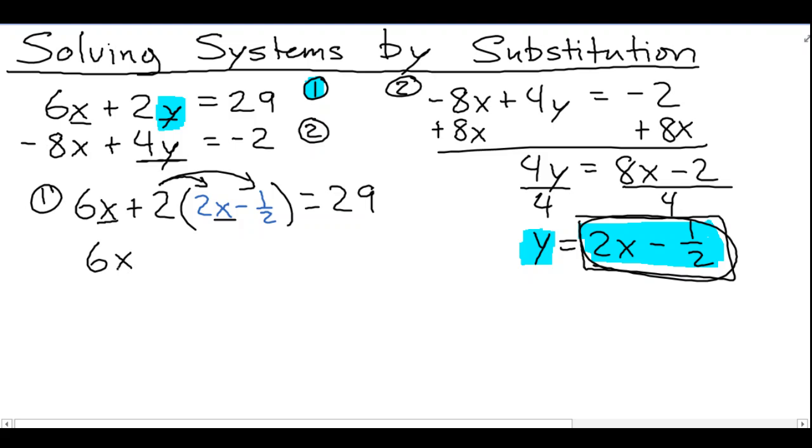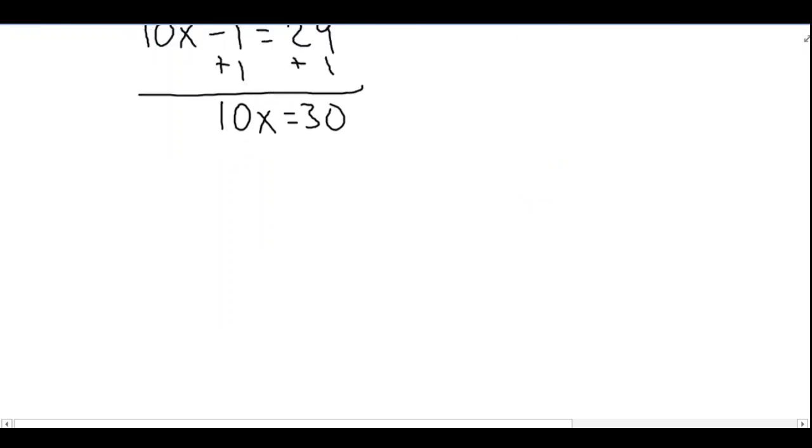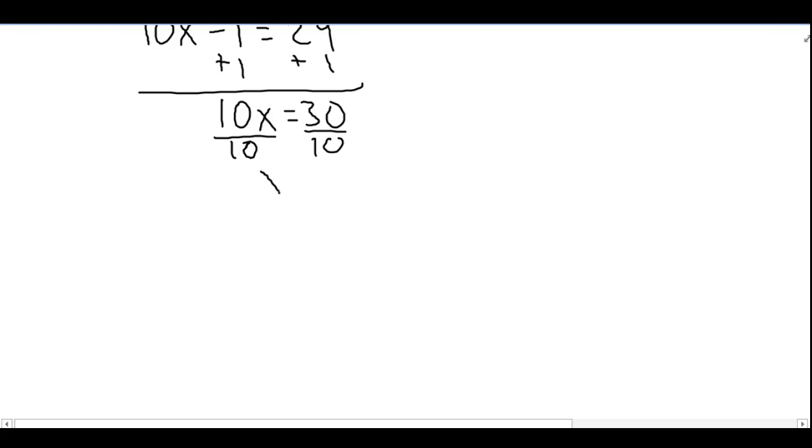So we end up with 6x plus 4x, minus 2 times 1/2, which is 1, and this is equal to 29. Combine like terms, and you end up with 10x minus 1 equals 29. Add the 1 over to both sides. You end up with 10x equals 30. I'm running out of space here, so I'm going to scroll this down. And divide both sides by 10, and you'll end up with x equals 3. Now, you're halfway done.